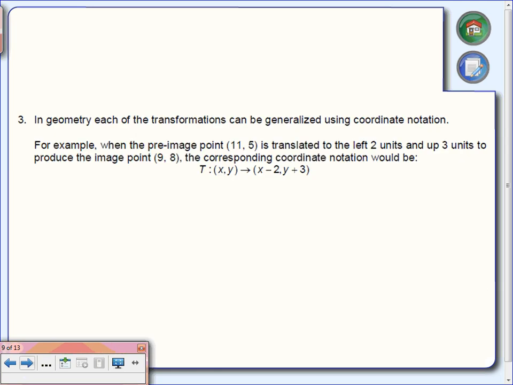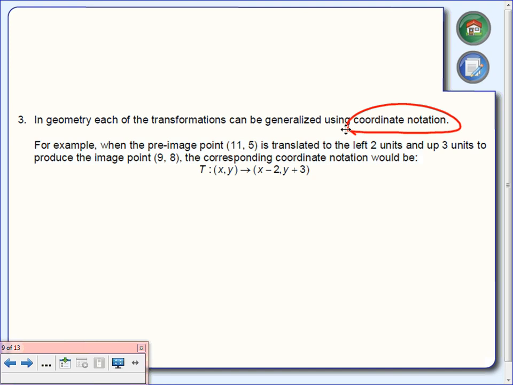On the next page, in geometry, each transformation can be generalized using something called coordinate notation. Now, everybody in here is taking geometry. You all remember about coordinate notation, right? Y'all covered that back in geometry? Yes, y'all remember it? Sure. All right, we're going to pretend that you remember. If you don't, here it is.